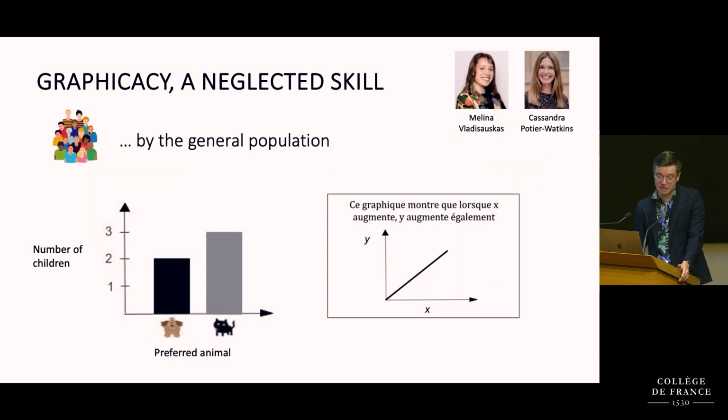First of all, it's neglected by the general population. We asked several people to answer very simple questions such as, what's the number of children who preferred cats? Or, for example, if X increases, does Y increase as well? And well, we find that up to 20 to 25% of the general population do not know how to answer these questions, which is kind of astonishing if you compare it to basic knowledge in numeracy or literacy.